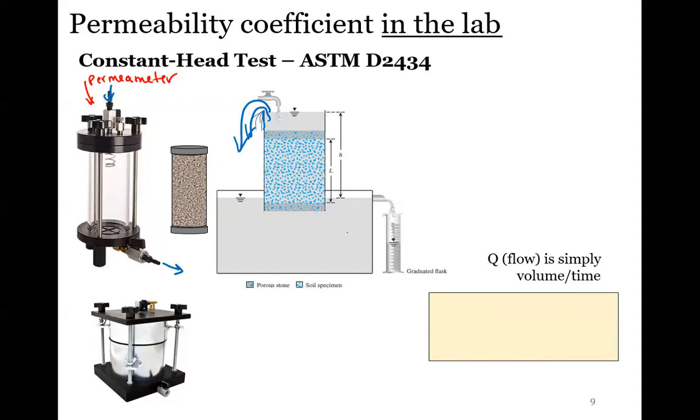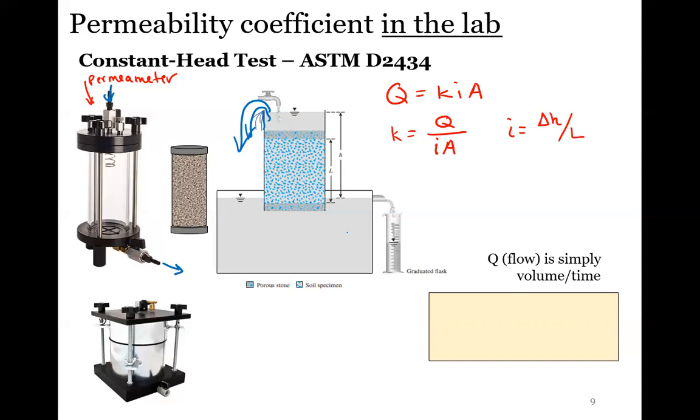Since we know from Darcy's law, our flow is equal to KIA, which is the permeability coefficient times the hydraulic gradient times the cross-sectional area. Our permeability coefficient is what we want to find here. So we solve for it like this. Q is KIA. Our I is our hydraulic gradient, which is our change in head divided by the length.